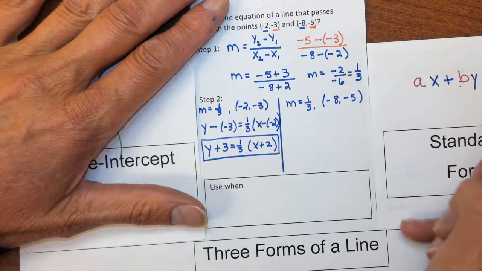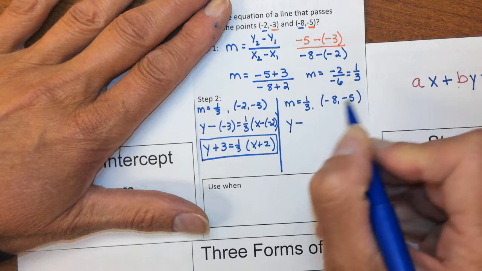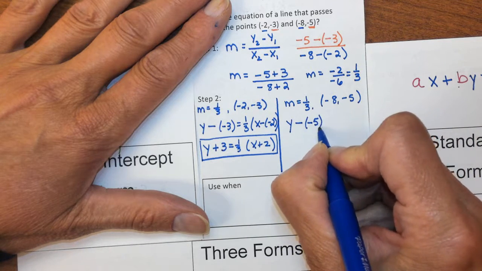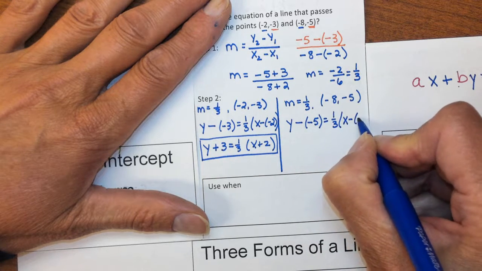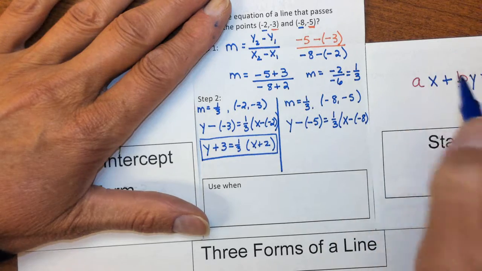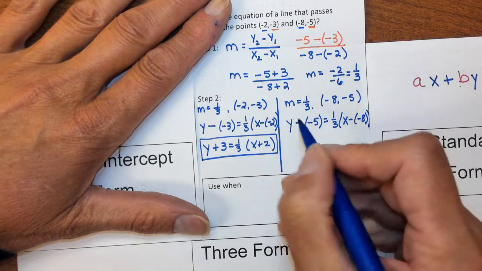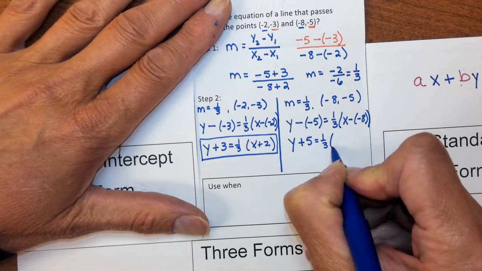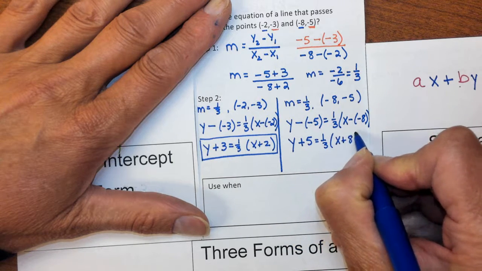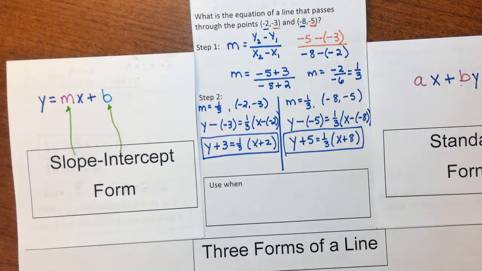So let's go ahead and look at this one. That's going to be y minus my y1, which is -5, is equal to 1/3 times x minus -8. Now if I clean it up, that's y plus 5 is equal to 1/3 x plus 8. And again, this is really the same line. It's just because I have it going through two separate points.